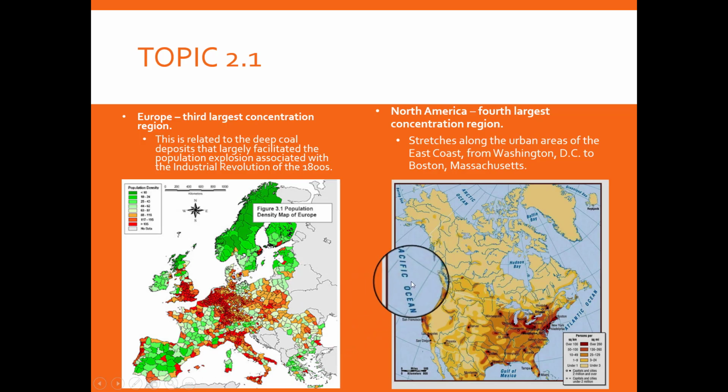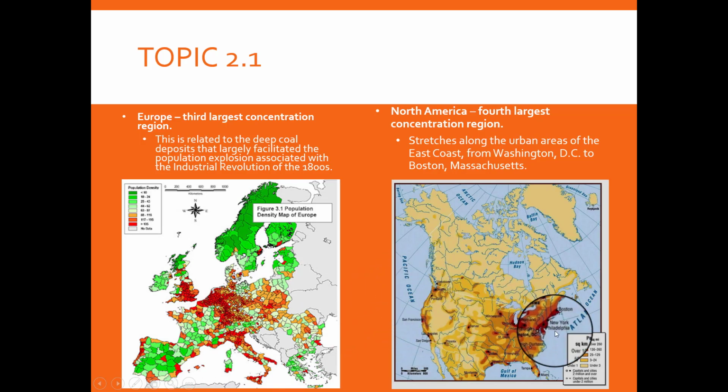Then fourth, of course, is North America, and a lot of the urban areas are mostly on the East Coast, so from Washington, D.C., and the Boston area, and of course New York City has a high concentration of people, right? All right.